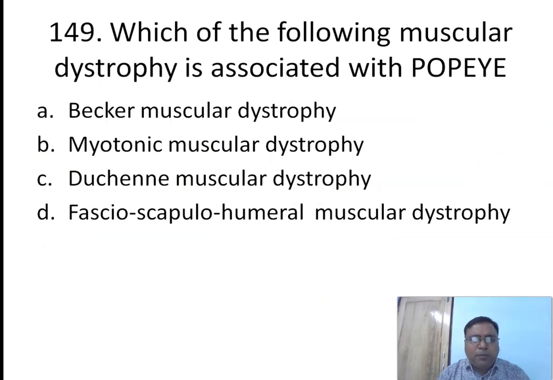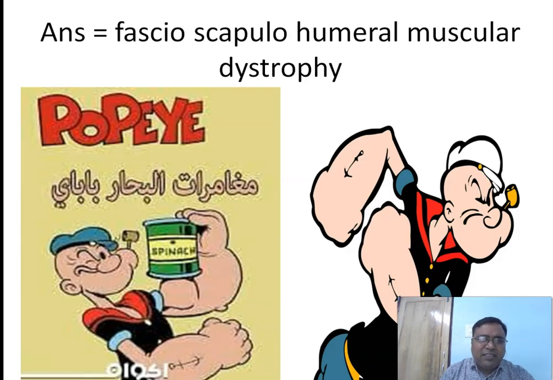Next, which of the following muscular dystrophy is associated with Popeye sign? This is one interesting MCQ. If you look at the image, then you can easily say which among these 4 is correct. Is it Becker? Myotonic? Duchenne or facioscapulohumeral muscular dystrophy? This is the classical cartoon Popeye. So the answer is facioscapulohumeral muscular dystrophy, which is associated with that classical Popeye sign.